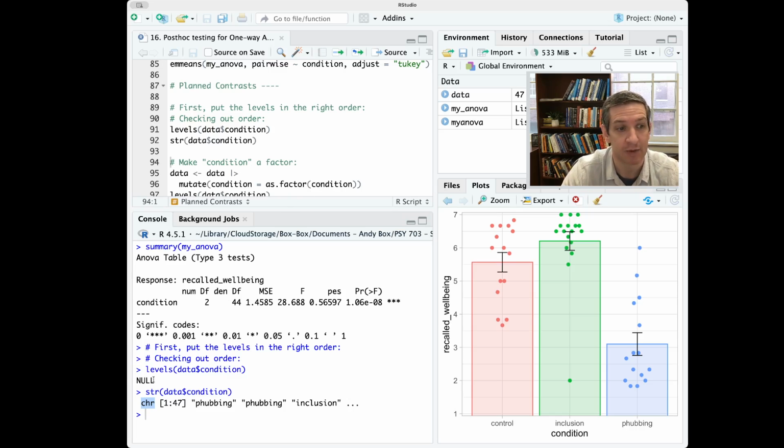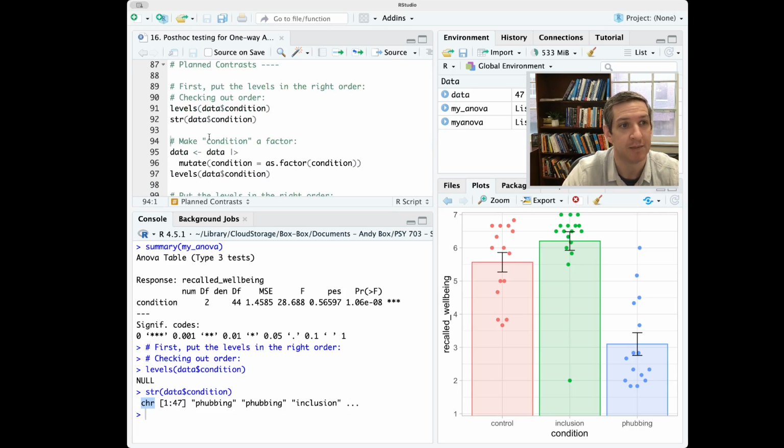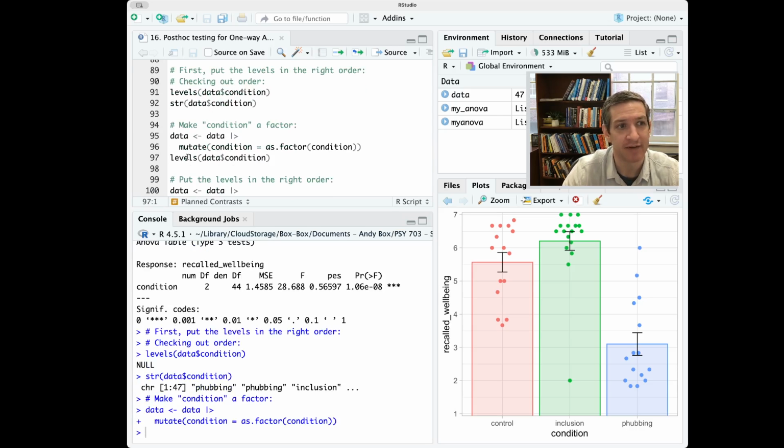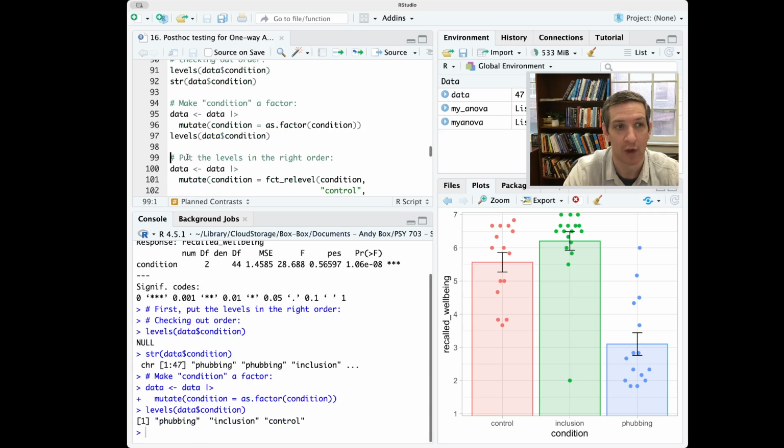And the first thing we need to do is tell R, these aren't just characters, this is a factor. And it has specific levels that we can put in the order we want. So here we're going to make condition a factor. And once we've done that, we can ask R, okay, now that it's a factor, what are the levels of this? And R says, okay, it's a factor. The first level is phubbing, the second level is inclusion, and the third level is control.